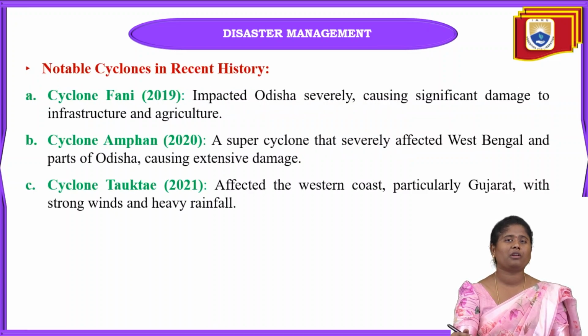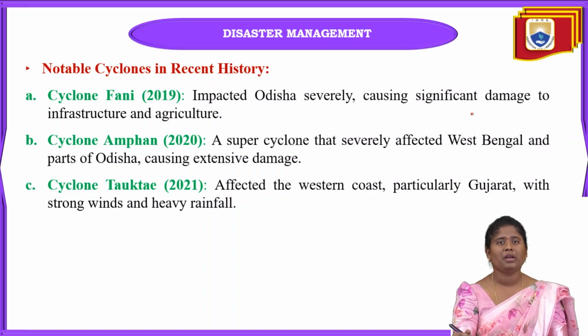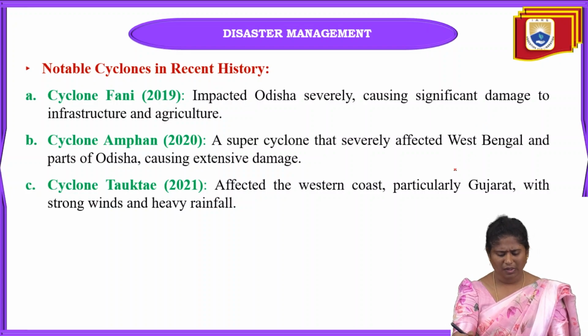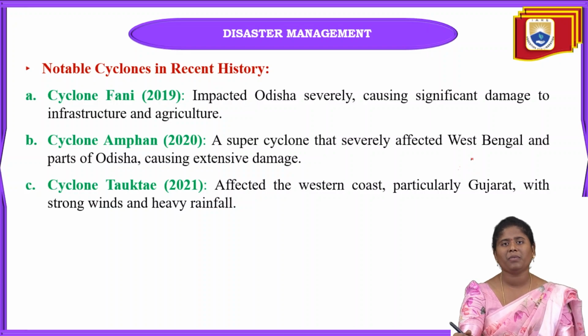Next are the notable cyclones that happened in India. The first one is Cyclone Fani. It affected Odisha, mainly causing damage to the infrastructure and also the agriculture. And next one is Cyclone Amphan, and it happened in 2020. This super cyclone affected areas like West Bengal and also Odisha. It caused extensive damage to their daily life. And next one is Cyclone Tauktae, and it occurred in 2021. It hit the western coast region in Gujarat. It faced very strong winds and also heavy rainfall. Okay.